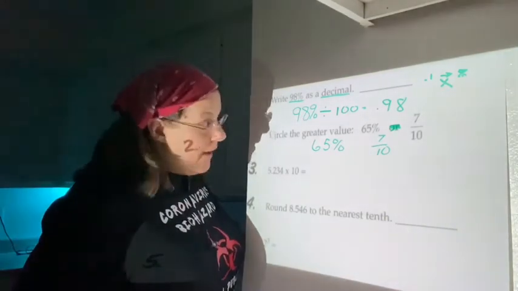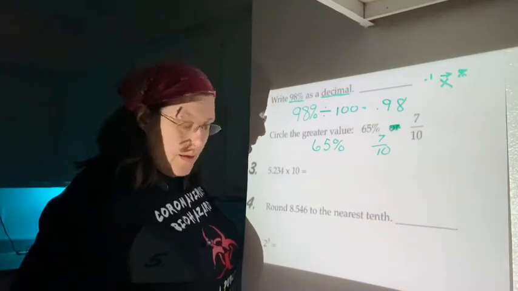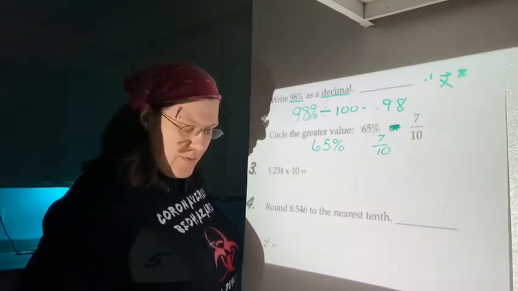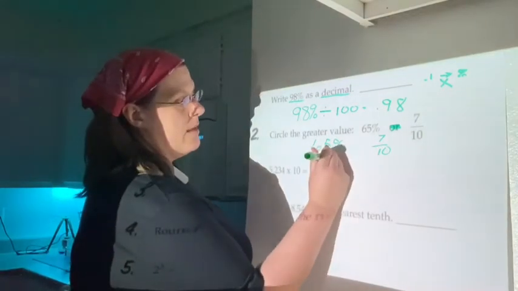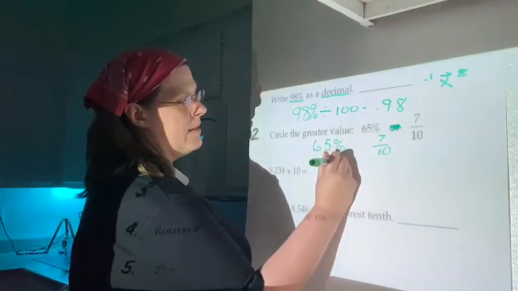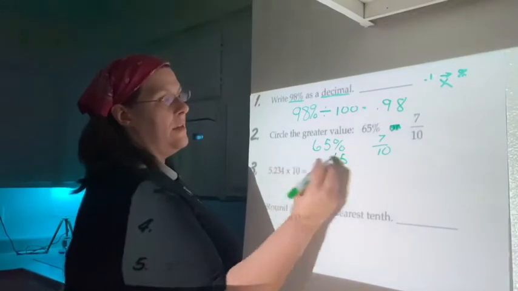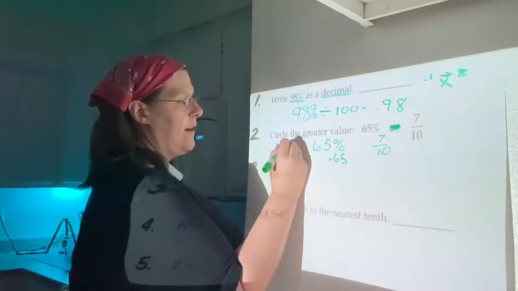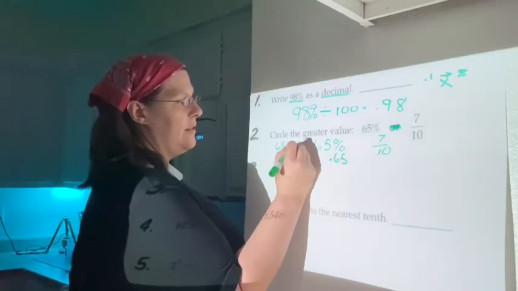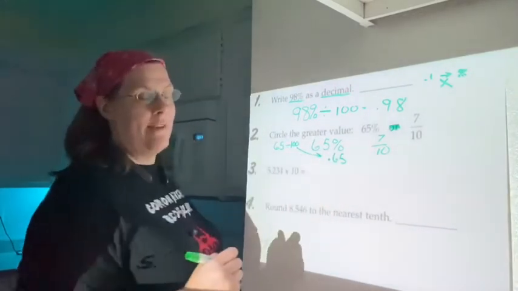So we have 65. We have to divide that percentage by 100, and that will give us our decimal. So our decimal in this problem is 0.65. How did I get that? I took this number, I put 65 divided by 100, and that will give me 0.65.